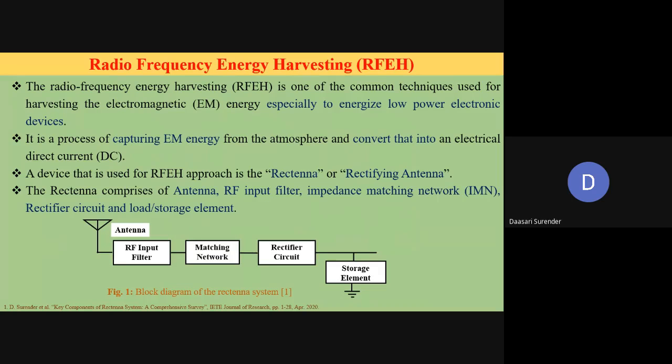Next, radio frequency energy harvesting is one of the most common techniques used for harvesting electromagnetic energy, especially to energize low power electronic devices. It is a process of capturing electromagnetic energy from the surrounding atmosphere and converting that into electrical DC. The device that is used for the RF energy harvesting approach is a rectifying antenna. Simply, we call it a rectenna. The rectenna comprises an antenna, an RF input filter, usually a band pass filter, an impedance matching network, a rectifying circuit, and a storage element.